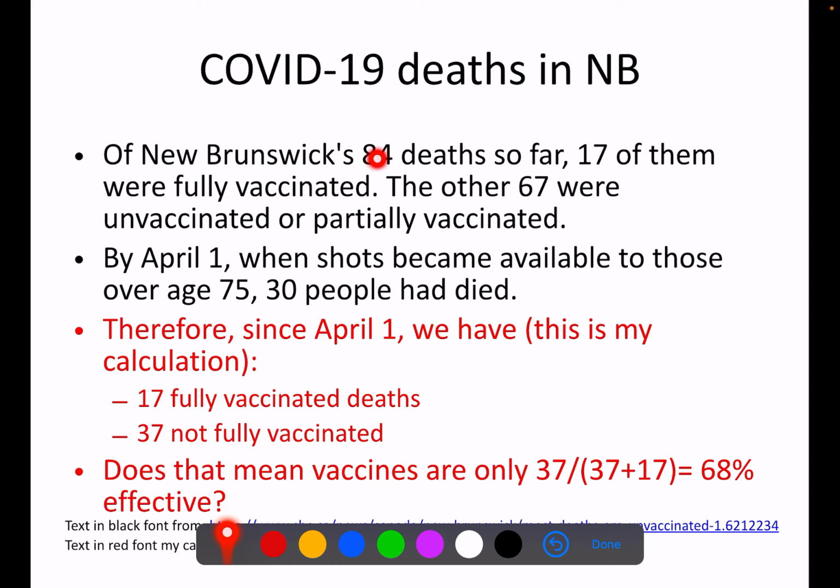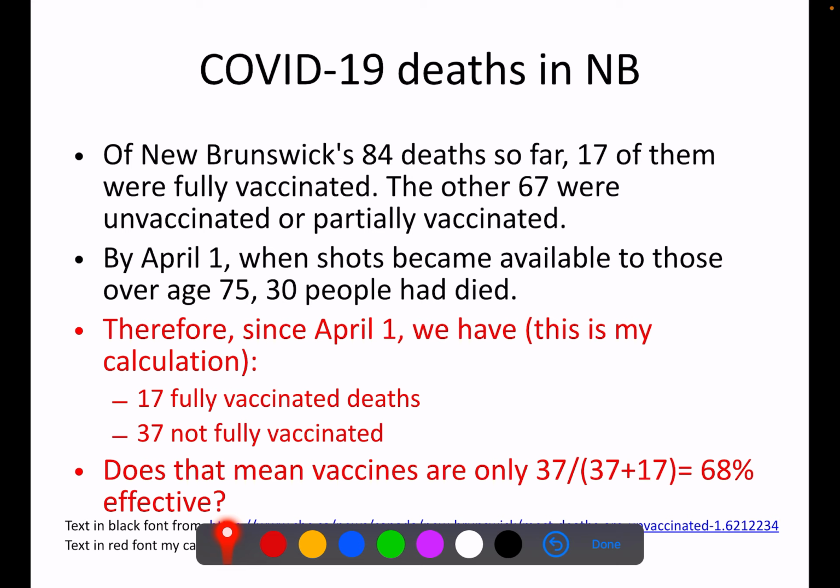So they have 84 deaths so far. 17 of them were fully vaccinated, and the other 67 were unvaccinated or partially vaccinated, right? And another nice thing about this article is that it mentions that by April 1st, when the shots became available to age over 75, 30 people had already died, right? So we can safely subtract these 30 from these 67, right? Because what we can do is that instead of looking at the total deaths since the beginning of the pandemic, we can look at the total deaths since April 1st, right? Because April 1st is the date where vaccines started to become available.